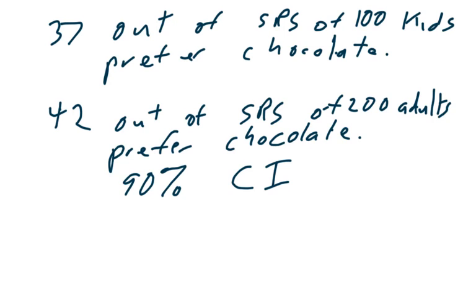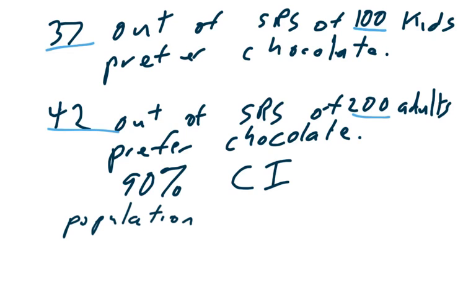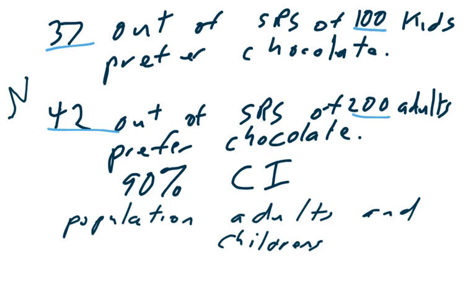We're going to do a confidence interval with the percentage difference of the amount of kids who prefer chocolate to the amount of adults who like chocolate. So, 37 out of 100 kids, 42 out of 200 adults. So, our populations would be adults and children, or kids should have been first, but it really doesn't matter.